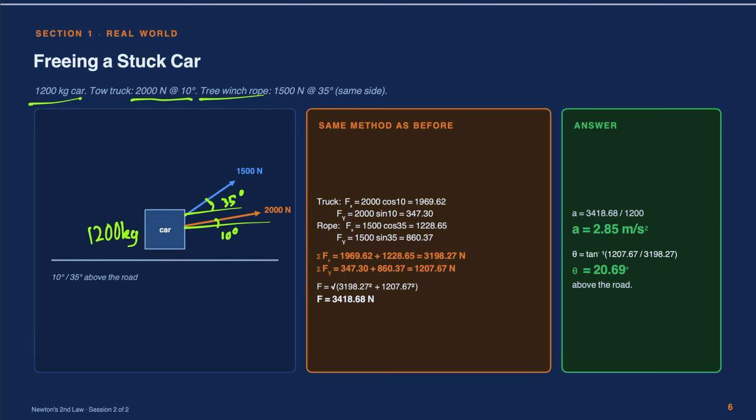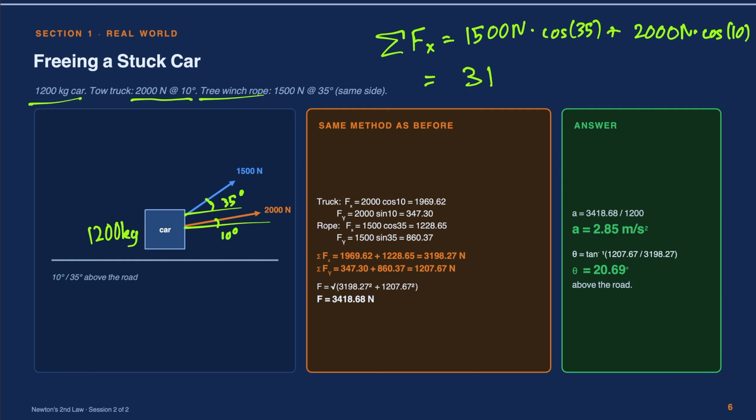So net force x is going to be 1500 newtons times cosine of 35 degrees plus 2000 newtons times cosine of 10 degrees, because they're both in the same direction, right? So this should give you around 3,198.34 newtons approximately.